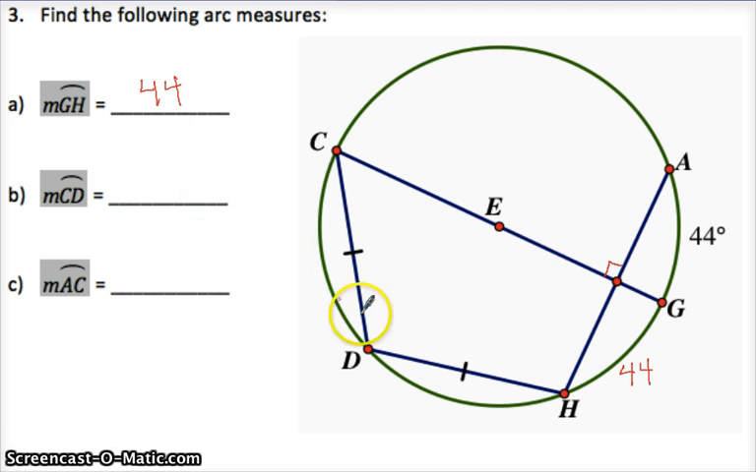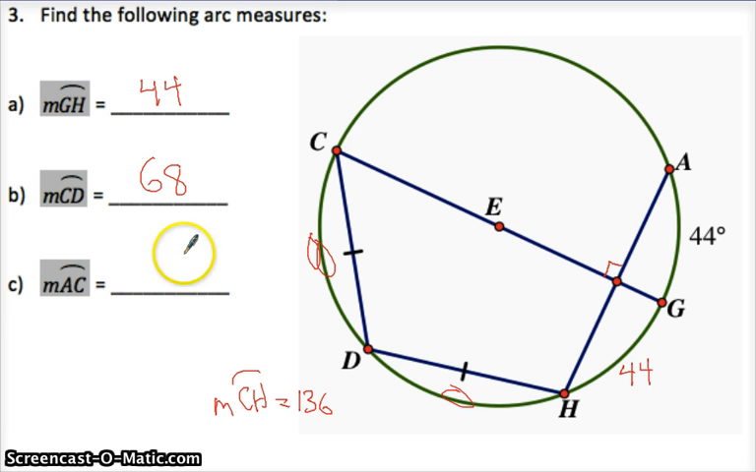Okay. Then I know these two have to add up to the rest to make 180. From C to G is 180, and this part's 44, so C to H has to be 136, is that right? To make 180 all the way around from C to G. And then those two are the same. So they both have to be 136 divided by 2, which is 68. Is that right? C to G is 68.